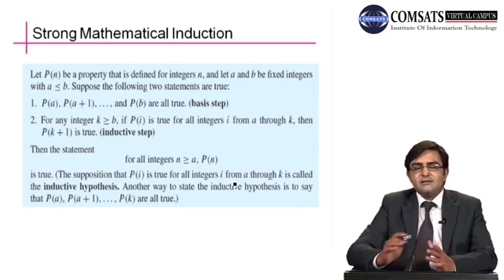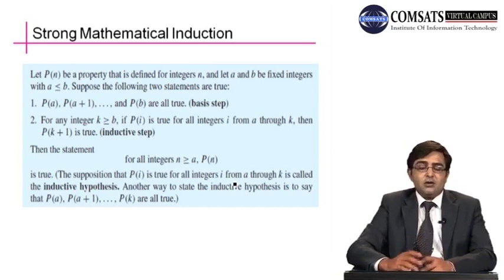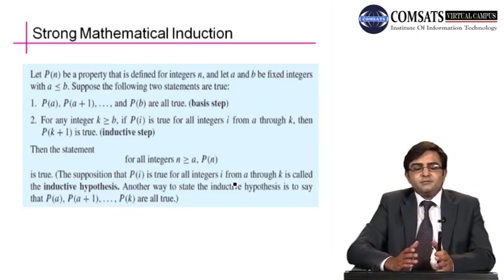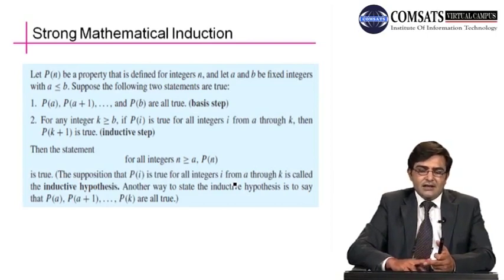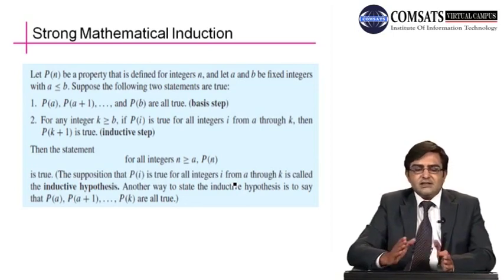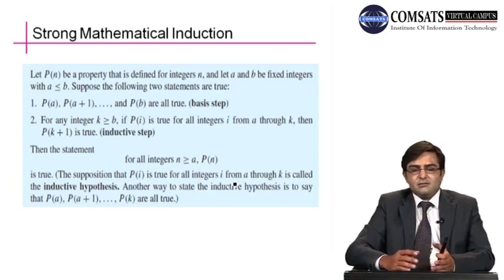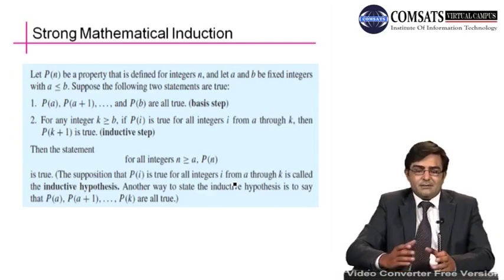That is, all these expressions for the given property are true for all the integers from the starting a until the integer b. For all these integers the given property is true. The first basis step is this, which is basically a rather more strong property, basis step.